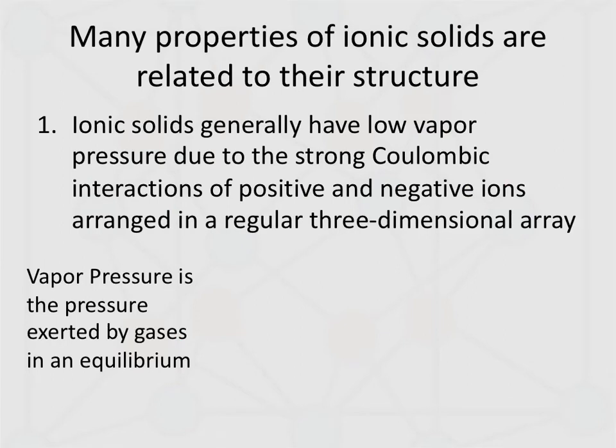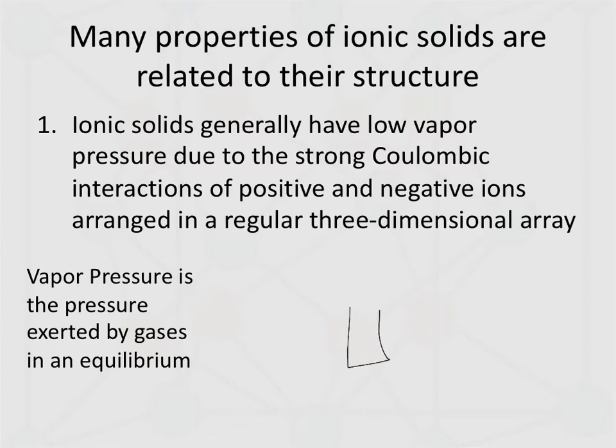All right, so we talked at the very beginning of this podcast that all the properties are related to the structure. So the first property that we're going to talk about is the fact that ionic solids have low vapor pressure. Okay, well, what the heck is vapor pressure? Vapor pressure is the pressure exerted by the gases in the system. So, all right, go with me here.